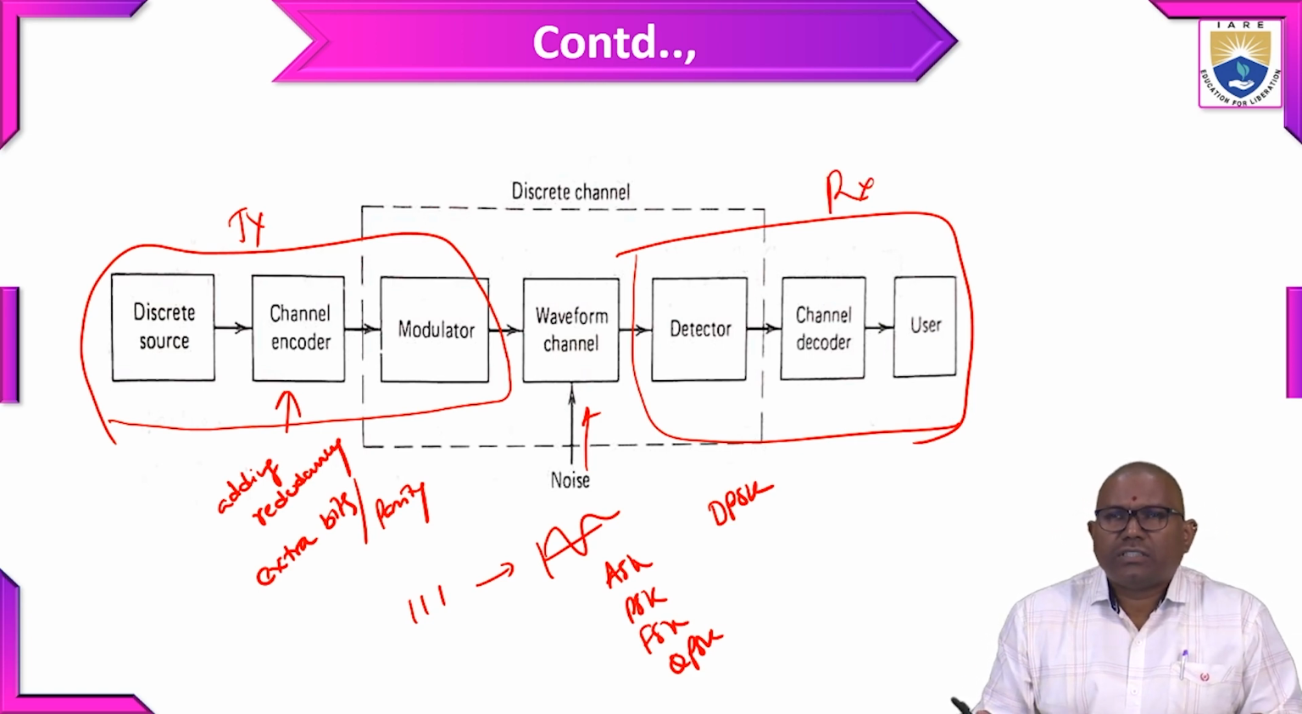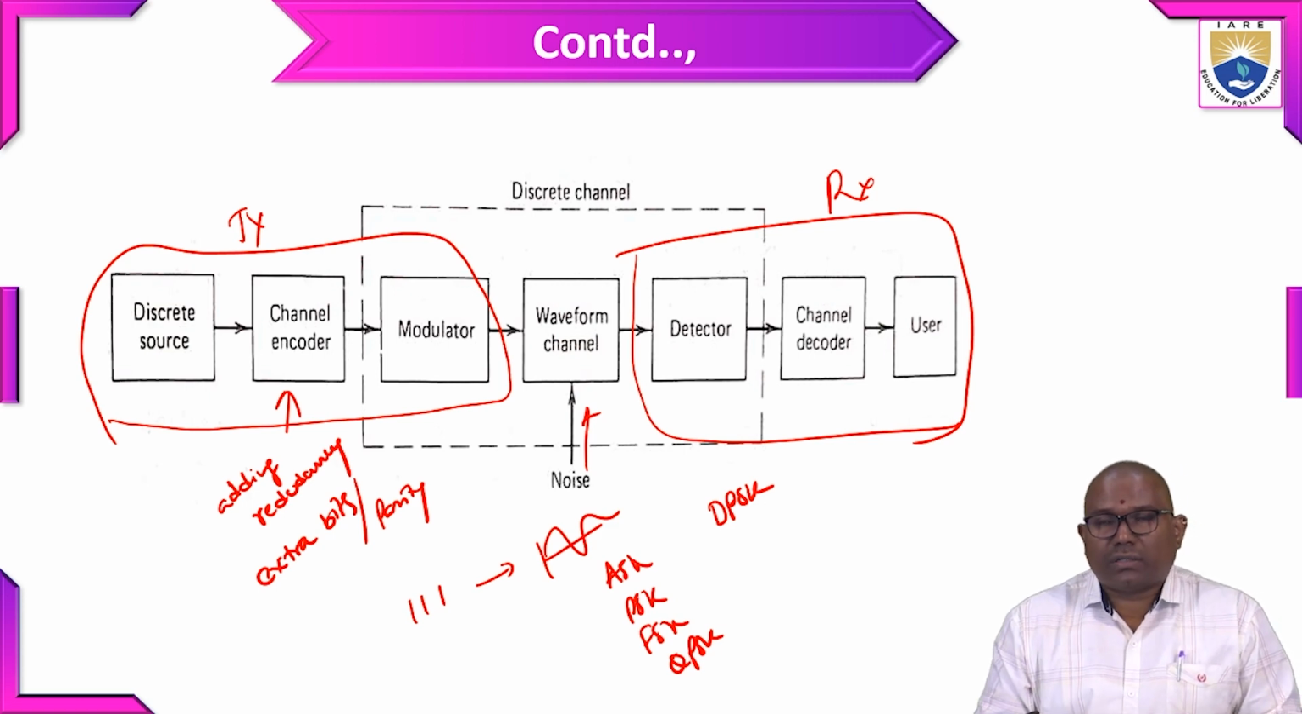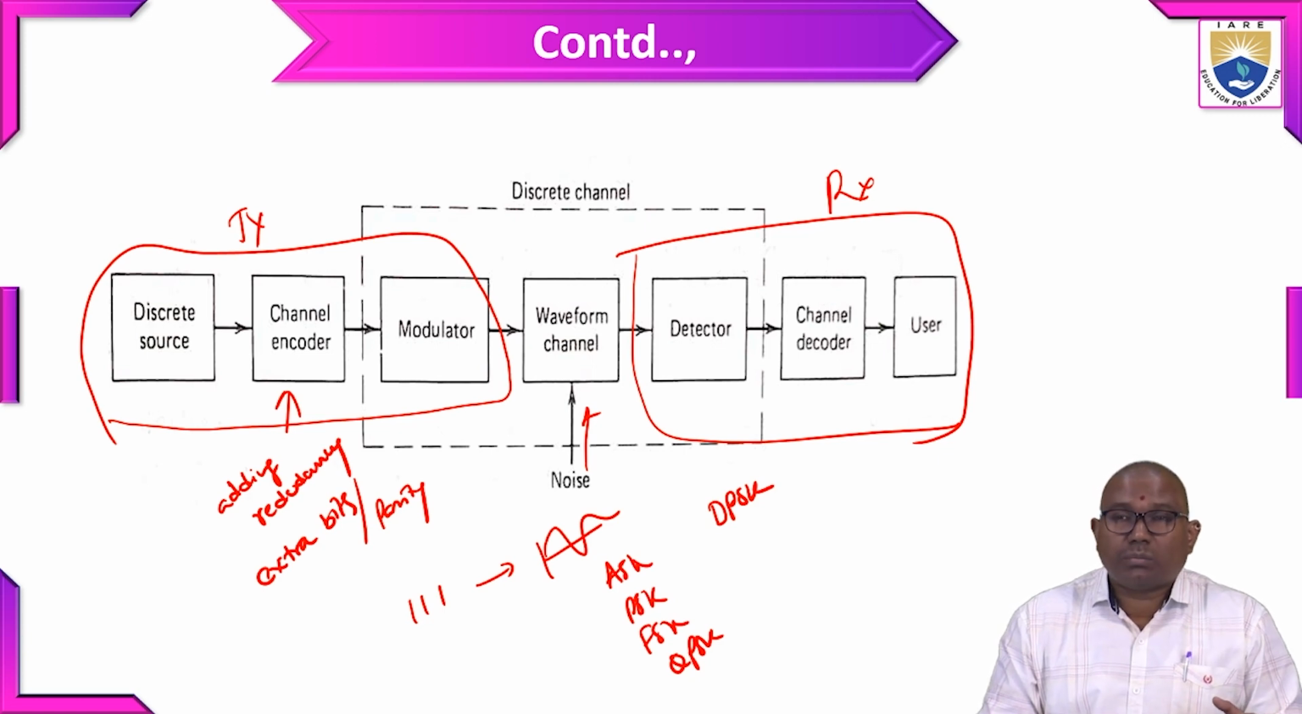Okay. So at the receiver, the first part is the detector, the counterpart of the modulator, where it demodulates and detects the signal. And after that, the channel decoder is applied, which means a decoding algorithm is applied.